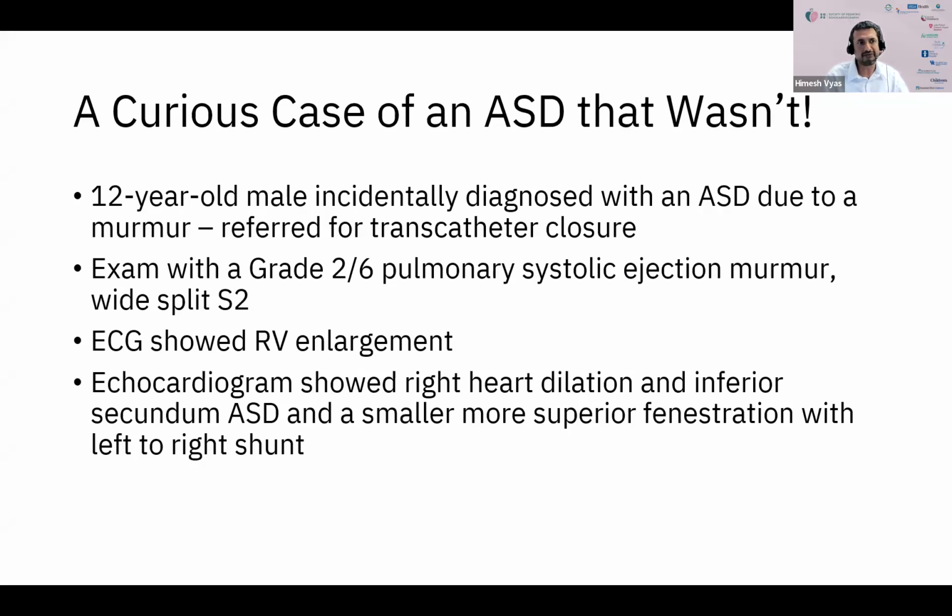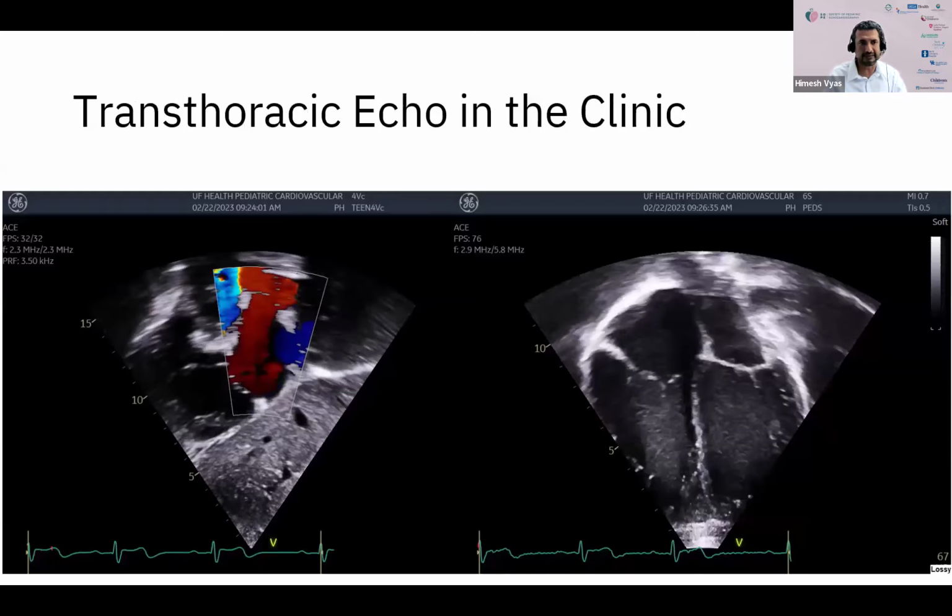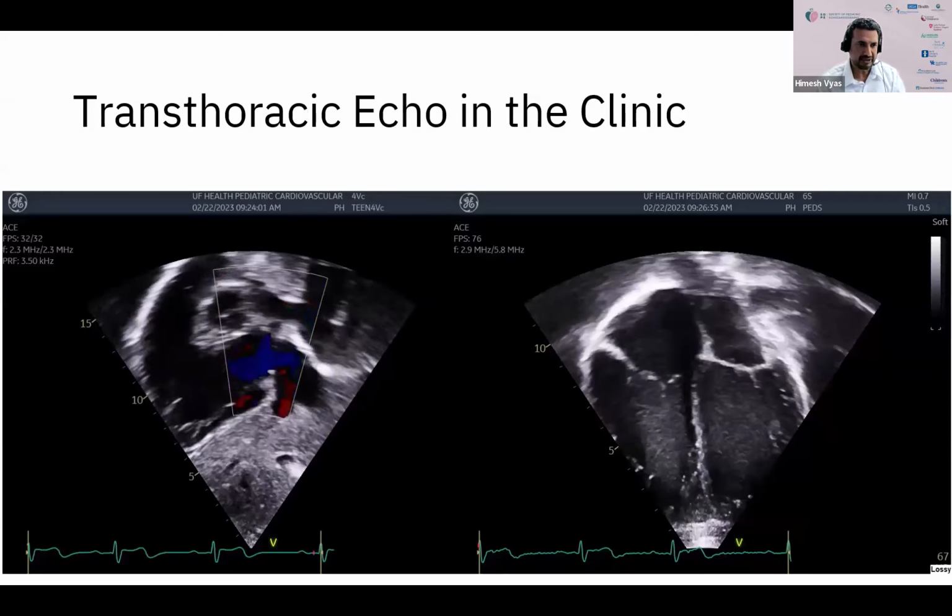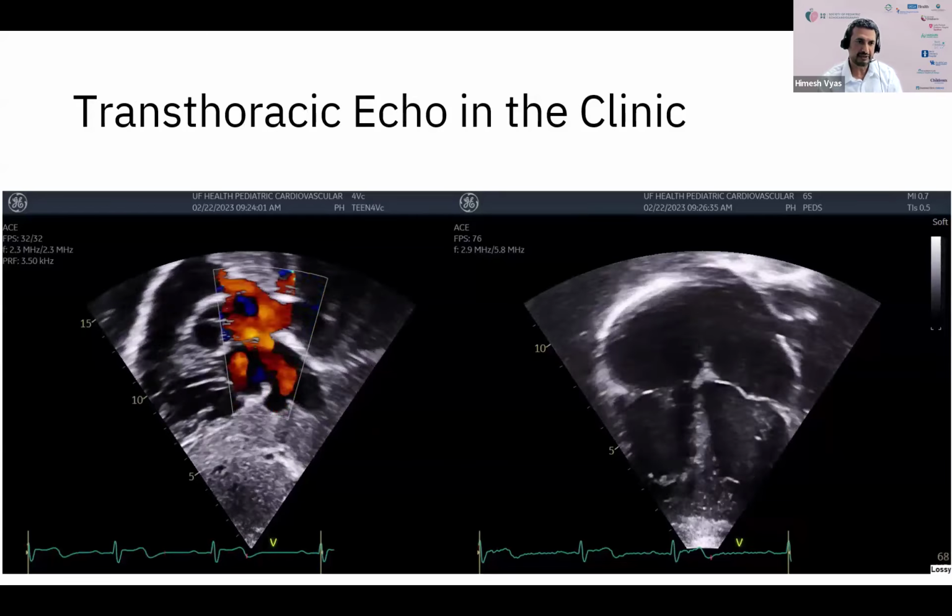This is a 12-year-old male who was incidentally diagnosed with an ASD due to a heart murmur and then was referred for transcatheter closure. The exam showed a grade 2 out of 6 pulmonary systolic ejection murmur, wide split second heart sound. The ECG showed right ventricular enlargement, and an echocardiogram showed right heart dilation, an inferiorly located secundum ASD, and a smaller, more superior fenestration, all with left to right shunting. And here are some of the transthoracic echo images from the clinic.